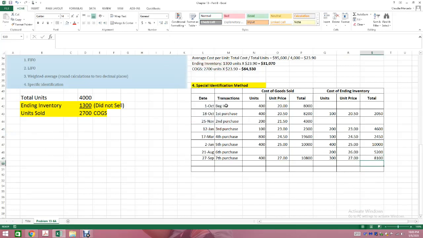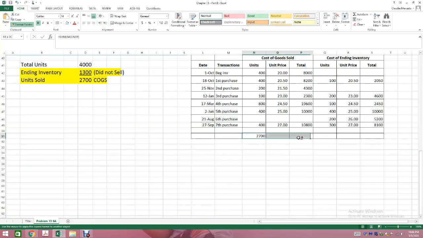So those are all of my purchases. I split them out between my cost of goods sold and my cost of ending inventory. Cost of goods sold represents the goods that you sold. Cost of ending inventory is what you have not sold. This is what you have sitting in your warehouse. So let's add them together and let's see if we come up with our 2,700 units, which we do.